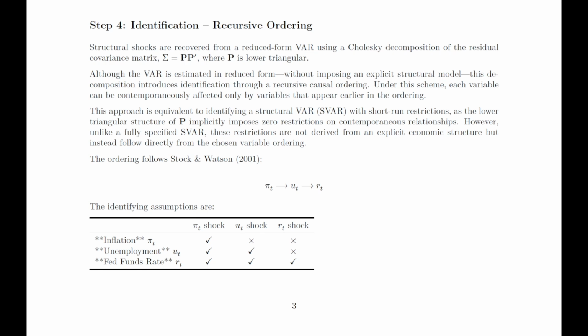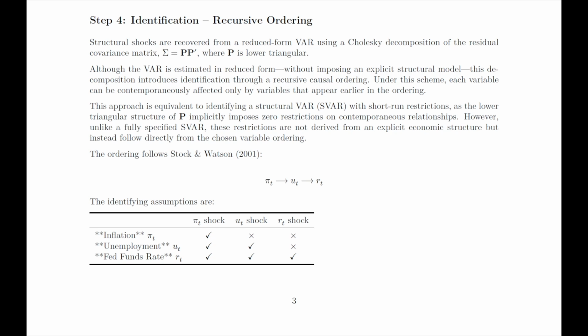In this tutorial, we're going to use a recursive identification, which is implemented through the Cholesky decomposition. This approach imposes an ordering on the variables, which is going to determine how the shocks are going to propagate contemporaneously. In our case, we're going to follow Stock and Watson, the paper that we're replicating, where they select first inflation, then we have unemployment, and then we have the interest rate.